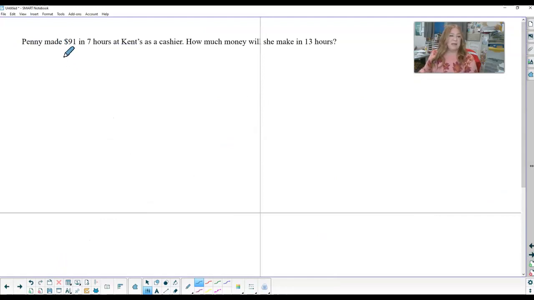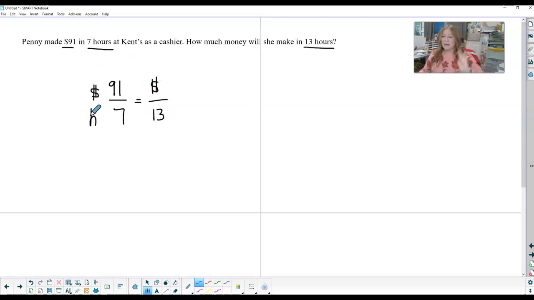Okay, next we have Penny made $91. We're talking money in 7 hours at Kent's as a cashier. So we have money and hours. It took $91 for 7 hours. How much money will she make in 13 hours? Hours is on the bottom. So I'm looking for her money after she does 13 hours. Notice no matter how I'm doing this problem, we always set them up the same way. We have to have our labels and what we know.